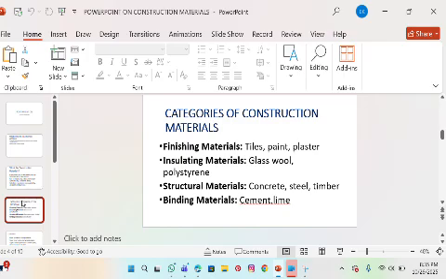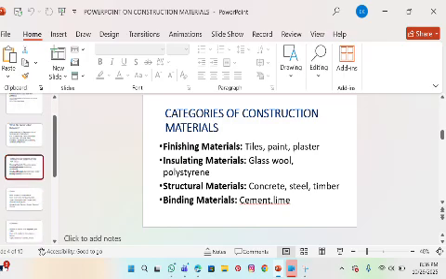We have the structural materials. These are concrete, steel, and timber. The structural materials have this particular property, which is strength. They have a high tensile strength. We also have another category, which is binding materials. We have cement and lime. They are used to bind the materials on the construction site to help our construction work efficiently.